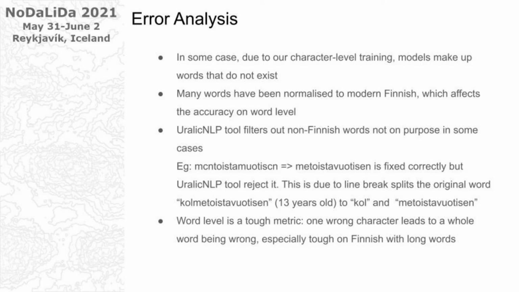After analyzing the errors, we found some interesting problems. Firstly, in some cases, due to our character-level training, models make up words that do not exist. Secondly, many words have been normalized to modern Finnish, which affects the accuracy at the word level. Another problem is that the Uralic NLP tool filters out non-Finnish words, not on purpose in some cases. For example, you can see the Uralic NLP rejects the word because the line break split the original word into two parts.